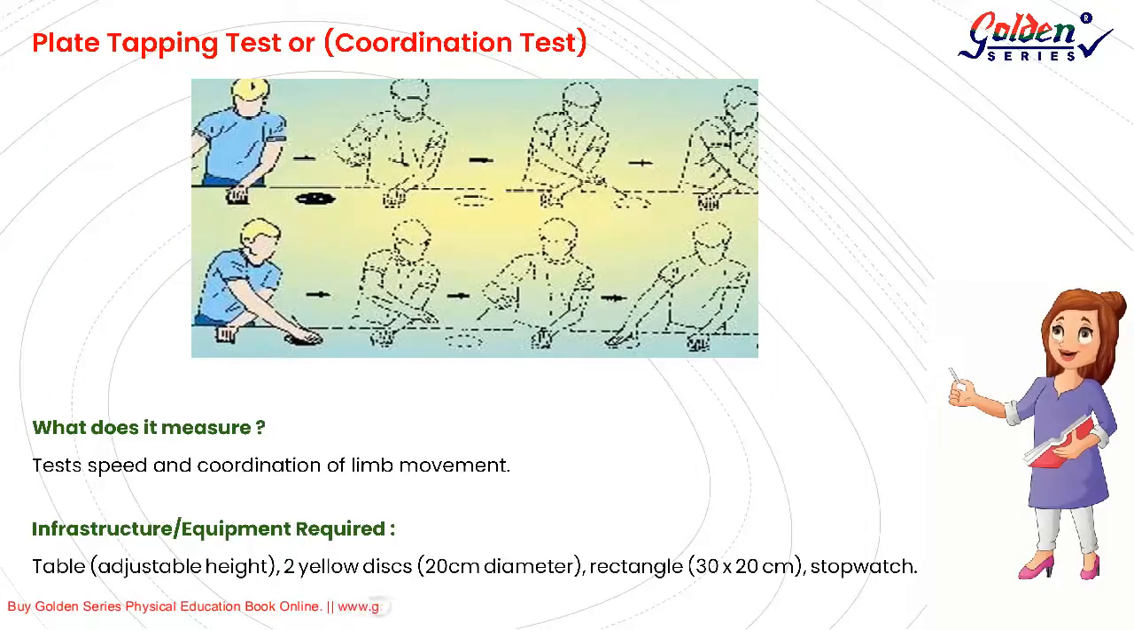What does it measure? Test speed and coordination of limb movement. Infrastructure equipment required: table adjustable in height, two yellow discs, 20 centimeters in diameter, a rectangle, 30 by 20 centimeters, and a stopwatch.